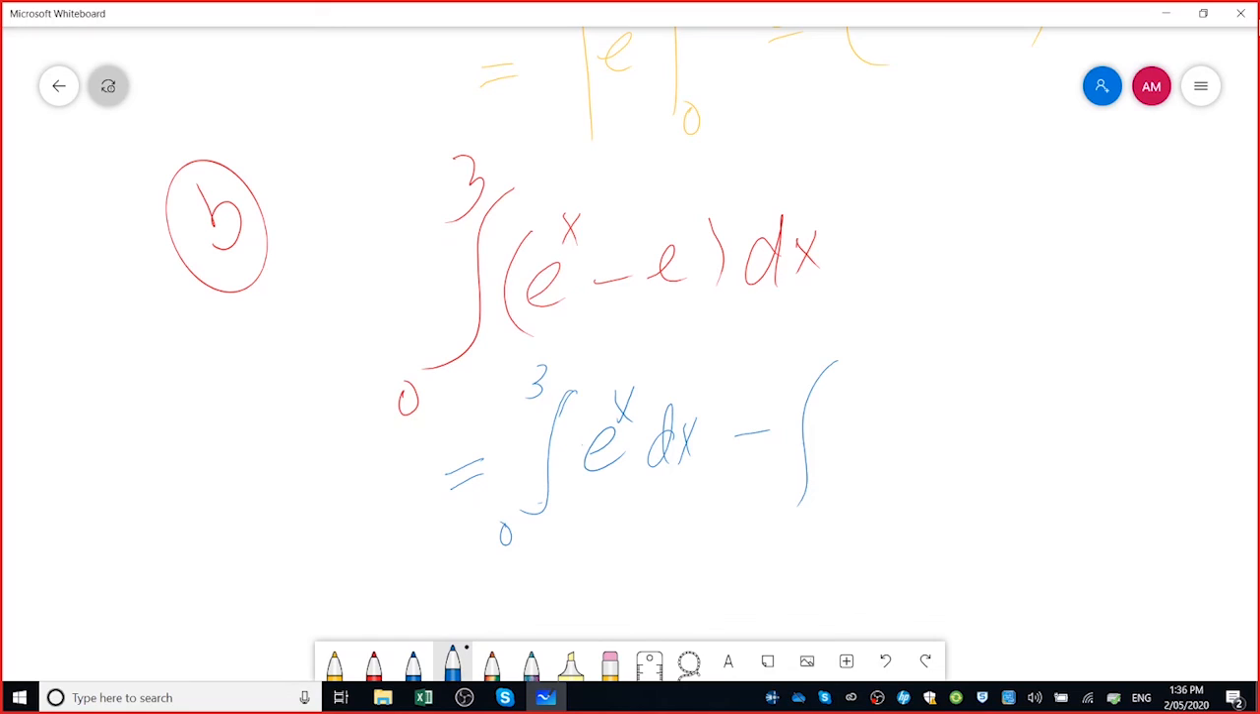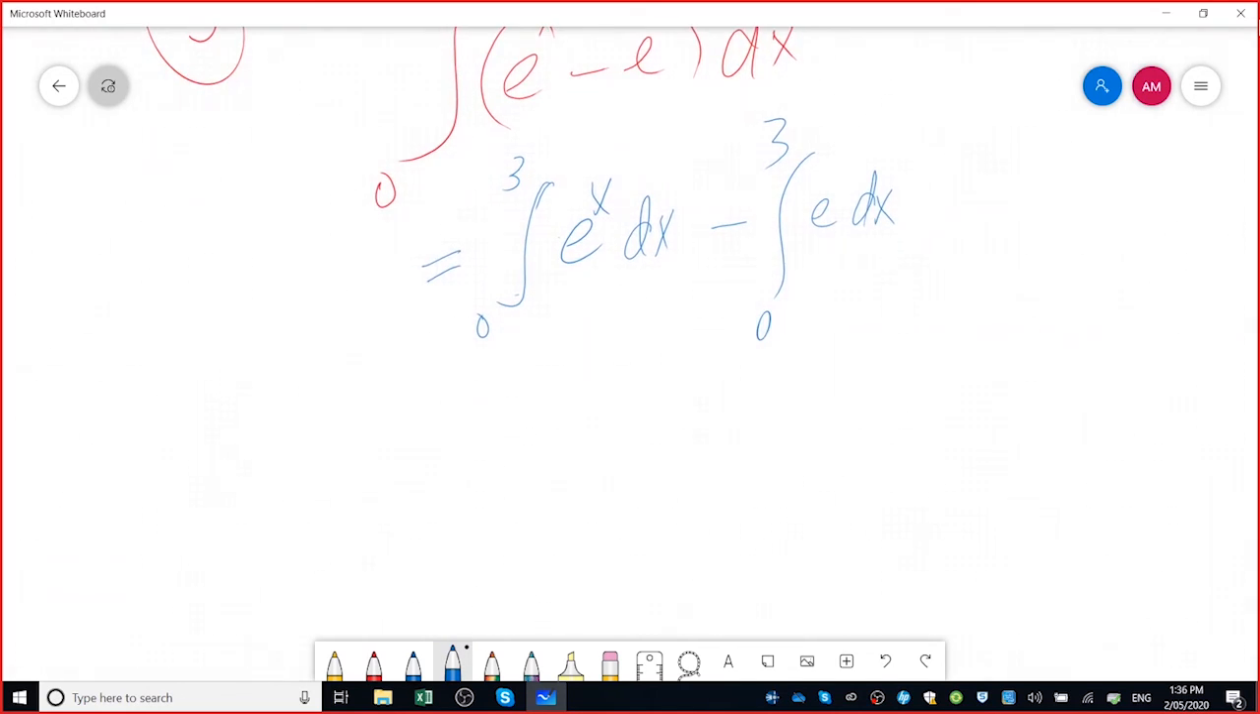And then the upper limit was 3, lower limit 0, and then e dx. Okay, now tell me what to do now. Next, you anti-derive them both. So it's e^x, and then in brackets, 3 and 0. It's not a bracket, it's a line. Okay, line, sorry.